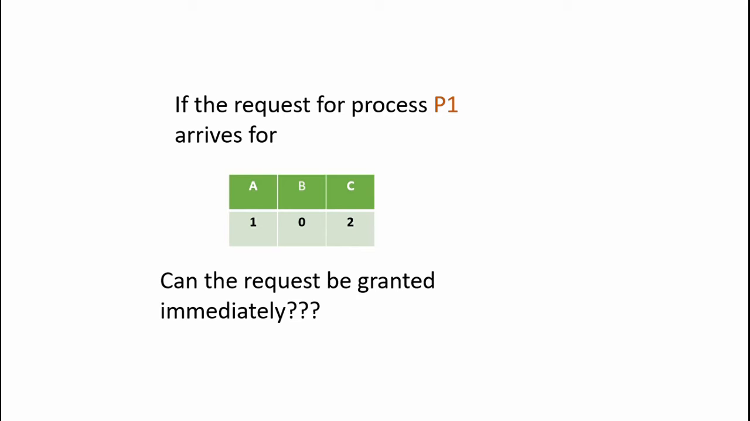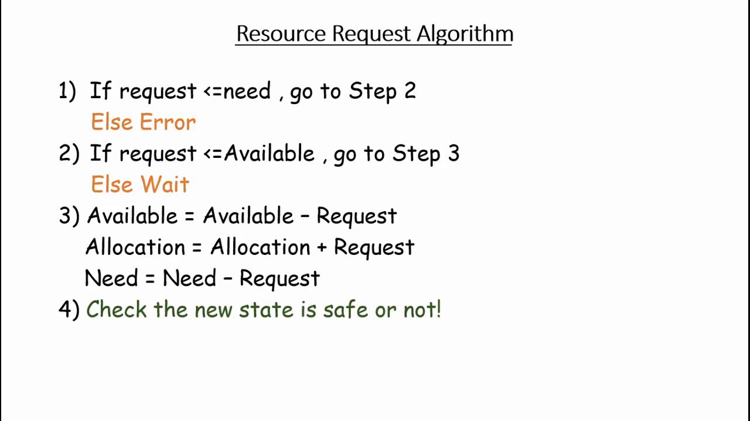So like the process P1 arrives and says that, bro, I need this much amount of resources immediately, I am in urgent need. So can we give the resources to it immediately? So we have to check it. So let's see how to check it. So for it we need a resource request algorithm.